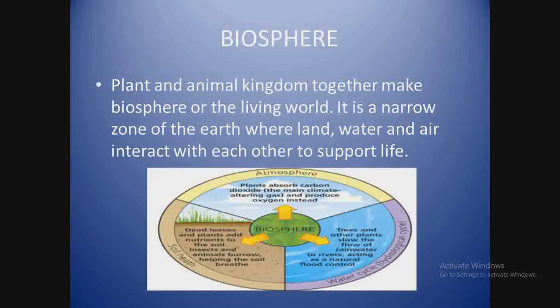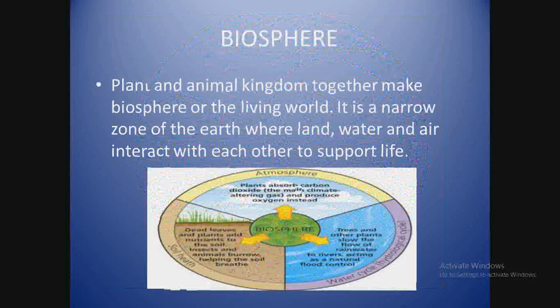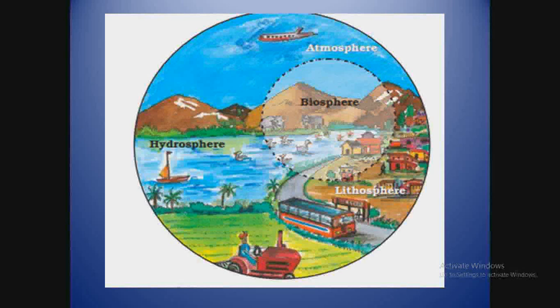Then what is happening in the hydrosphere? Trees and other plants slow the flow of rainwater to rivers, acting as a natural flood control. Then what is the role of the lithosphere? Dead leaves and plants add nutrients to the soil, and insects and animals burrow, helping the soil breathe. So these other three domains interact with each other and form which domain? Biosphere. Plant and animal kingdom together make the biosphere or the living world. It is a narrow zone of the earth where land, water and air interact to support life. In this diagram you can easily understand how these three domains interact and form the biosphere.